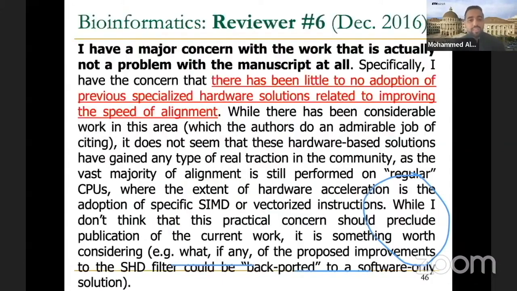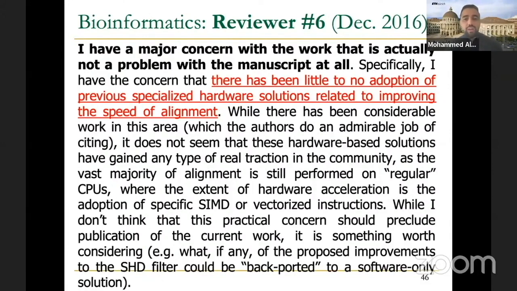Now, how about using this in real life? Where should people use GateKeeper in real life? When we submitted the paper to the journal Bioinformatics, we got this review. They said, this is not a problem with the manuscript at all, but this is a major concern from the perspective of the reviewer. He said there are other works that try to accelerate with FPGAs, but not pre-alignment filtering.